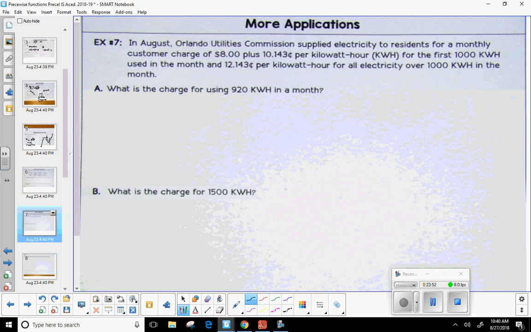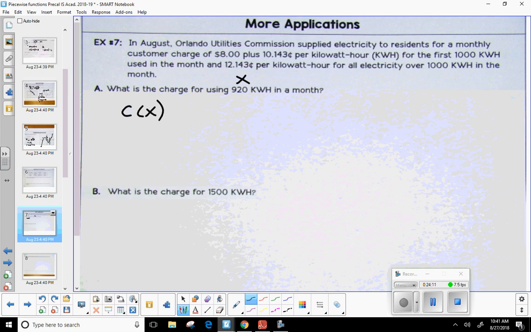Okay, so let's see what it says. What is the charge for using 920 kilowatt hours in a month? Okay, so let's just go ahead and set it up. X is going to be, of course, the number of hours we're using. So that's 920. So let's just say C of X. I'm going to say C represents the cost. Okay, but you can do it however you'd like.